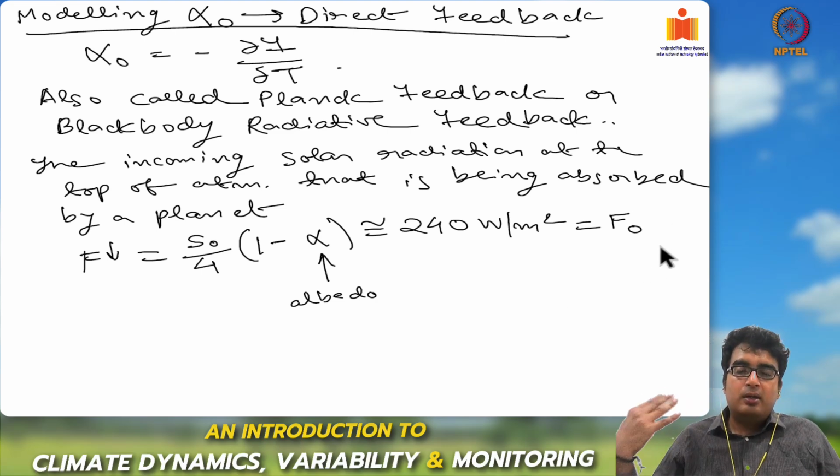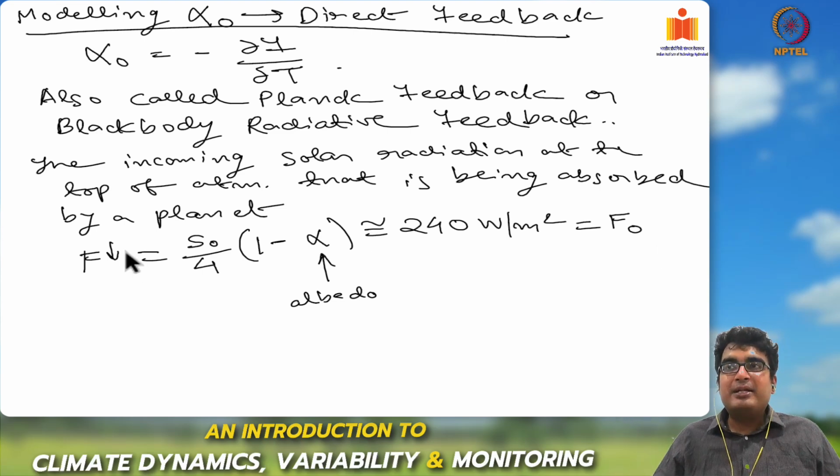Of course, albedo itself is a temperature dependent parameter. So in a more complex model, the net incoming flux will have a temperature dependency as well. The absorbed shortwave radiation will have a temperature dependency as well.